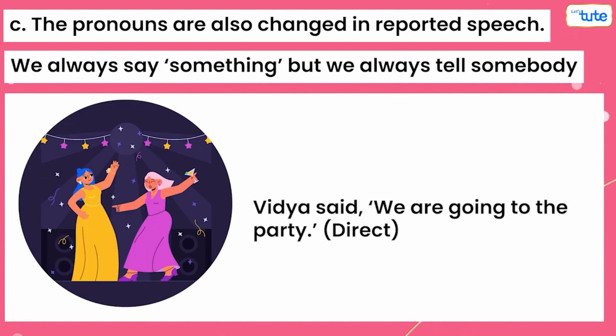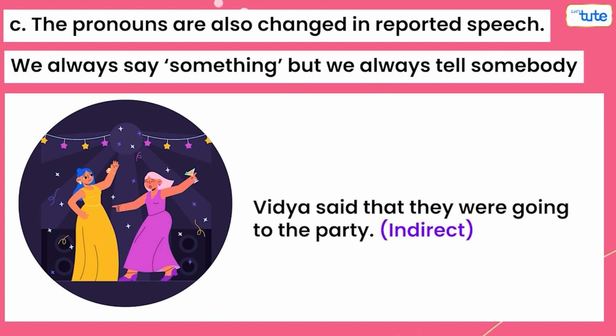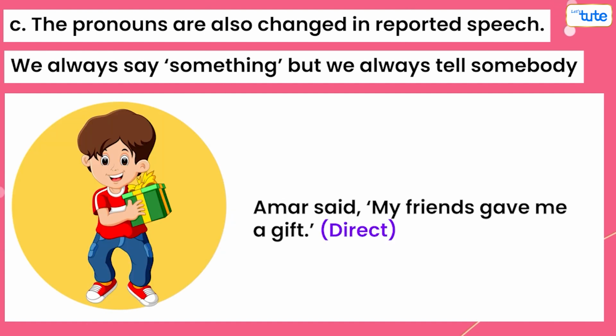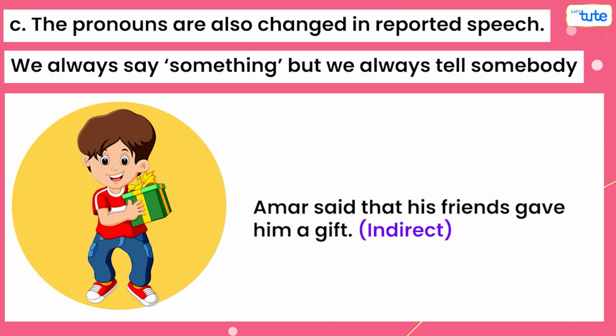Vidya said, "We are going to the party," which is direct speech. Let's now see in indirect speech. Vidya said that they were going to the party. Amar said, "My friends gave me a gift." Now in indirect speech, Amar said that his friends gave him a gift.